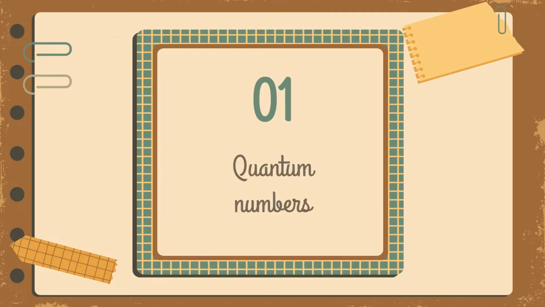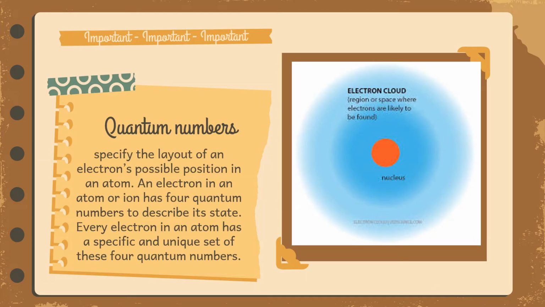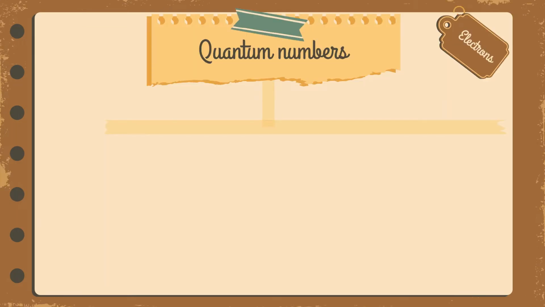Today, we will be dealing with quantum numbers. Quantum numbers specify the layout of an electron's possible position in an atom. An electron in a given atom or ion has four quantum numbers to describe its state. Every electron in an atom has a specific and unique set of these four quantum numbers. These quantum numbers indicate the possible location of electrons around the nucleus and its movement.